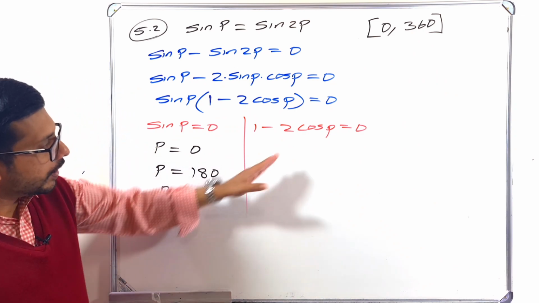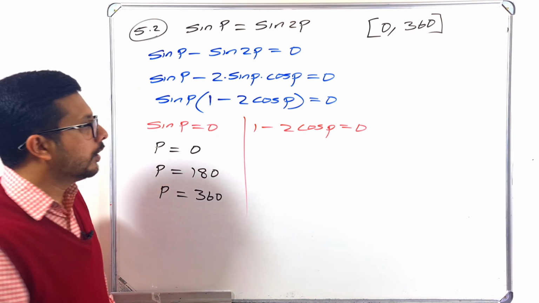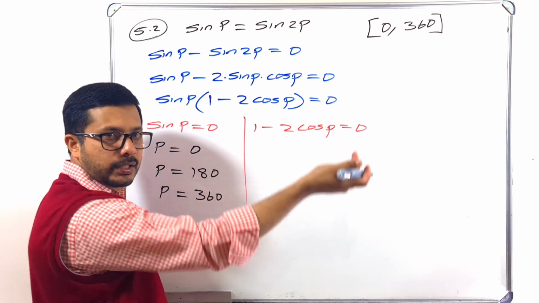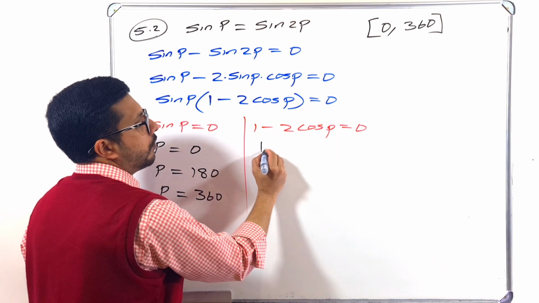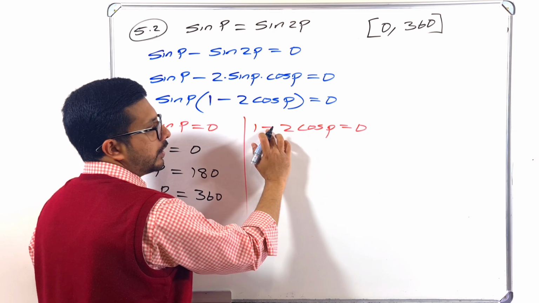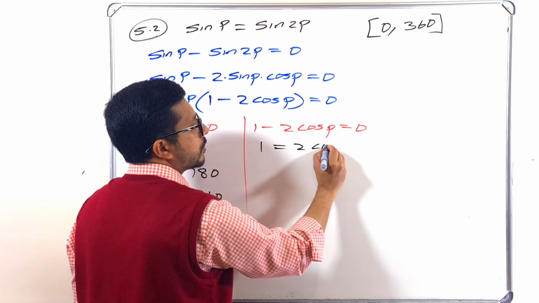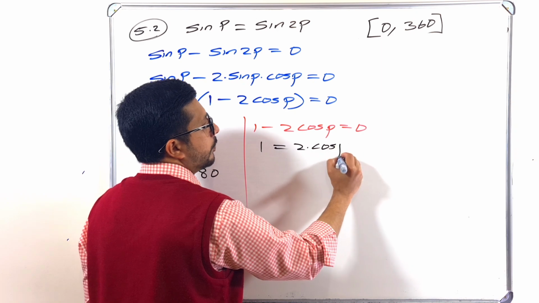Now what about this one? If I take this 2 cos P to the other side, what is that one? 1 is equal to, here it is minus, so on the other side it is plus 2 cos P, 2 times cos P.